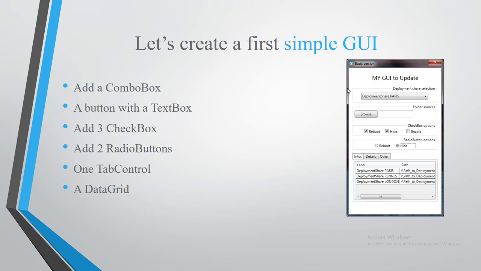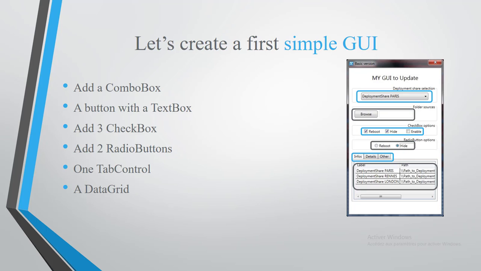Then, see here a simple GUI that we will update with different themes in order to show you the advantage of using themes like MahApps or Elysium to give a very cool design to your GUI. So this GUI is composed of a combo box, a text box with a button, three checkboxes, two radio buttons, one tab control, and one data grid. Then we will update it with different themes to show you the different designs of the GUI.